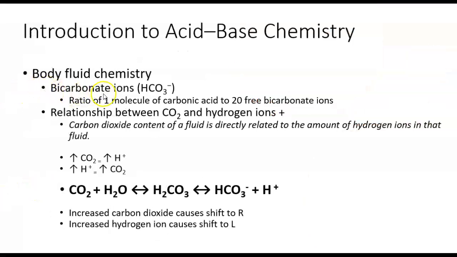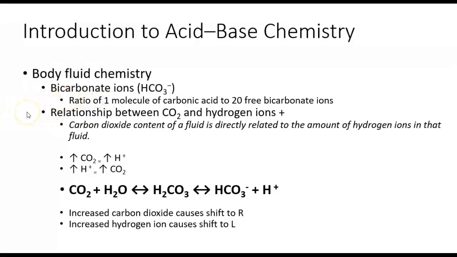If you remember, bicarbonate ions are the most common base in the blood, and it's a weak base. So when you look at the ratio of carbonic acid, which is the most common acid in the blood, to bicarbonate ions, the most common base, this is a weak base, but you'll see there's 20 bicarbonate ions to every 1 molecule of carbonic acid. So although it's weak, it's very numerous.